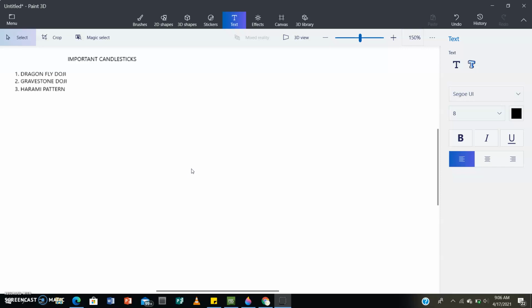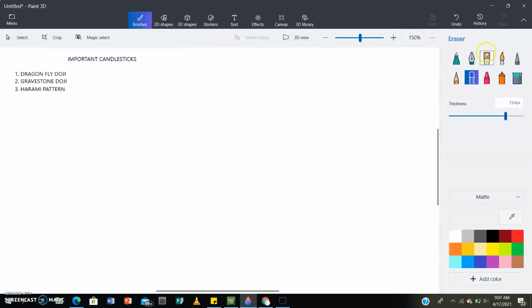So I'm going to explain these three candlestick patterns, and we're also going to take a look at the charts and see how they are performing and how we can use them in trading, right? So I'm going to start off with the Dragonfly, which is a very simple candlestick pattern.